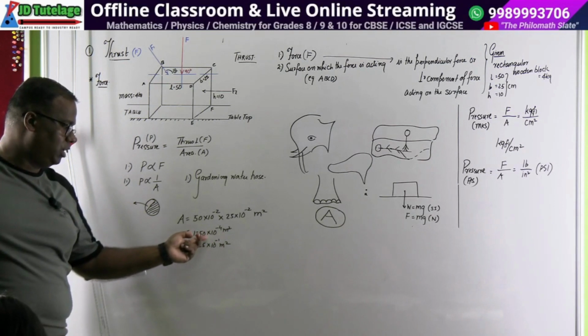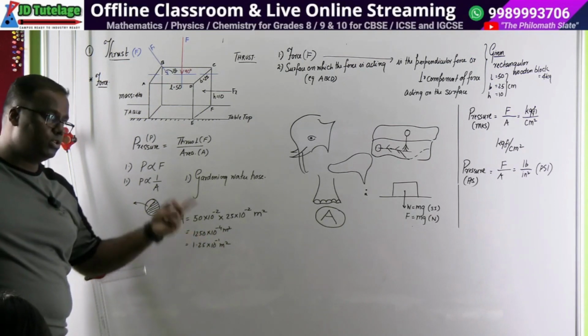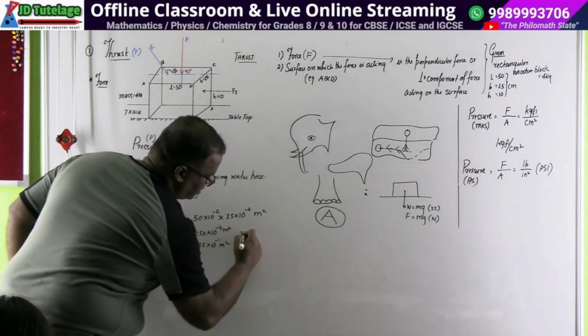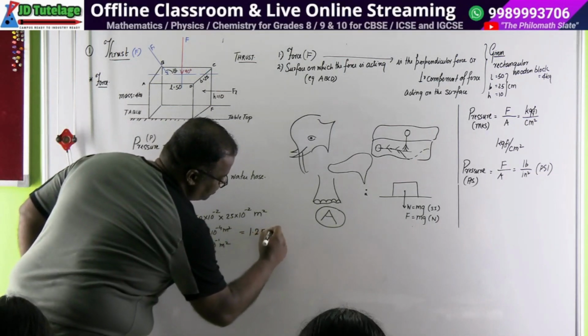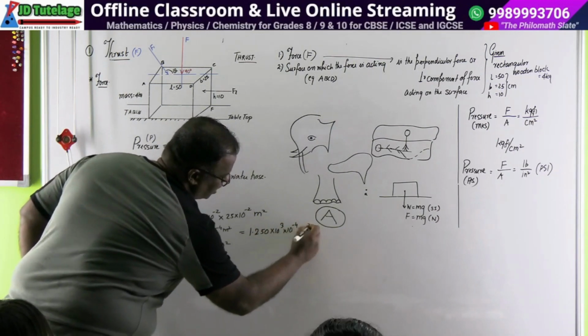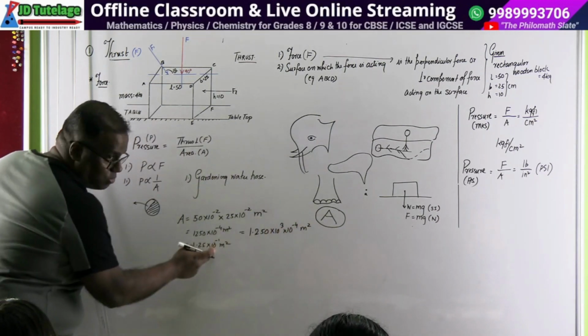1.25 करेंगे तो पॉइंट कहाँ आ रहा है? 1 2 3. सो 10 टू द पावर 3. 1.250 into 10 to the power 3 into 10 to the power minus 4 meter square. Now can you do it? 3 and minus 4 is minus 1. Yeah.